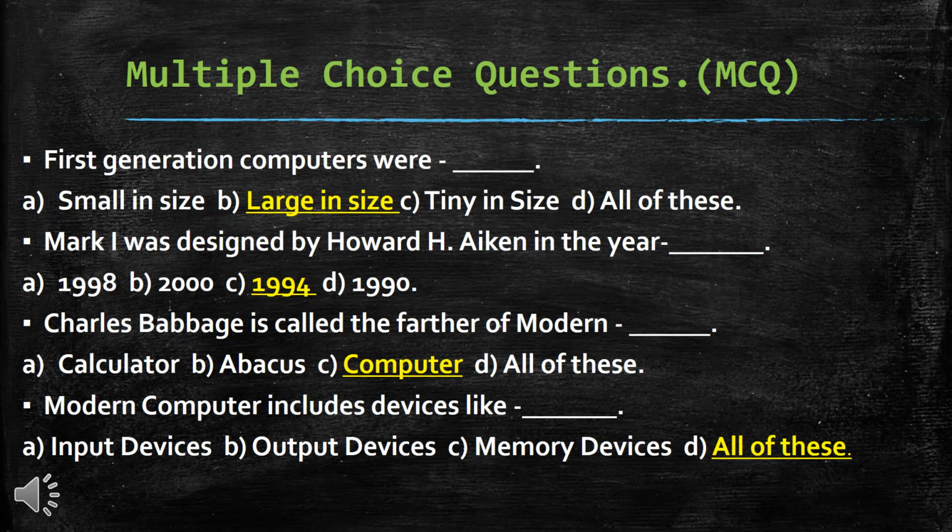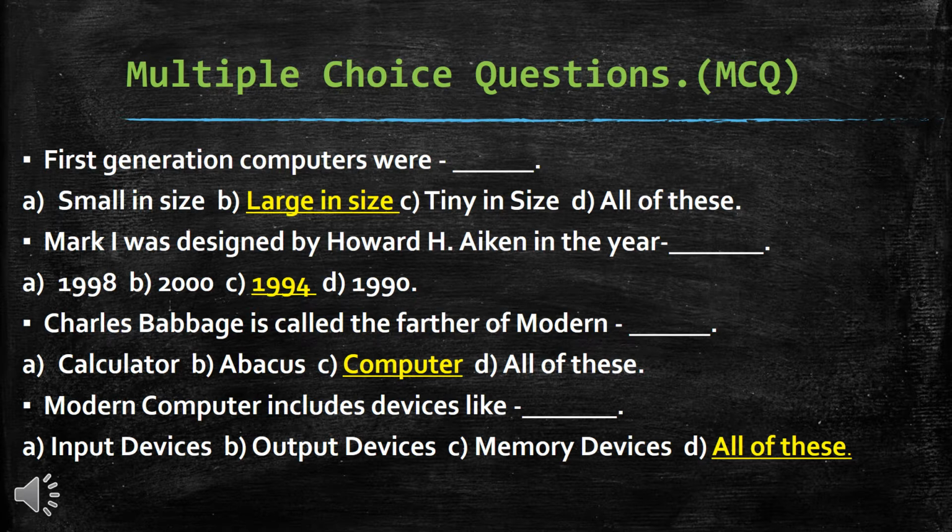The first generation computers were dash. Options are small in size, large in size, tiny in size, all of this. The answer is large in size. Mark I was designed by Howard H. Aiken in the year dash. 1998, 2000, 1994, 1990. The answer is 1994.